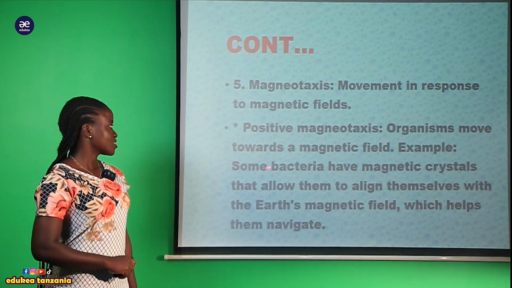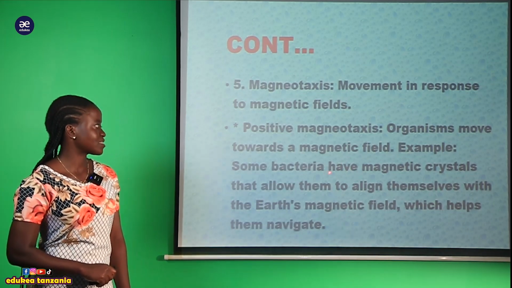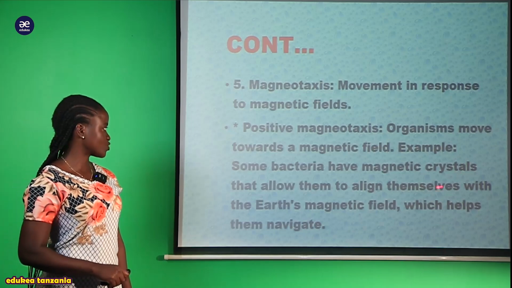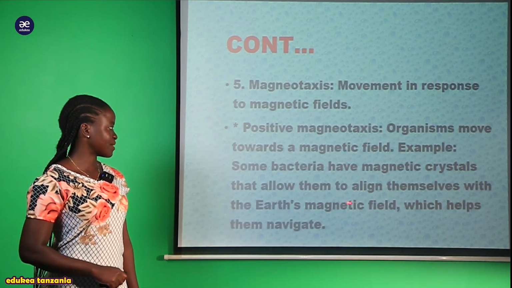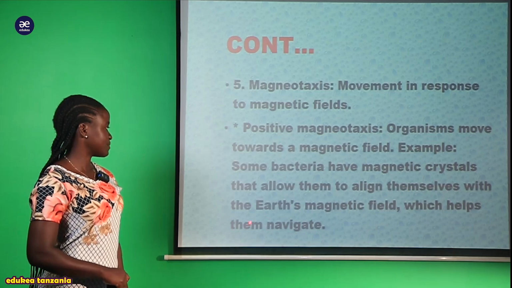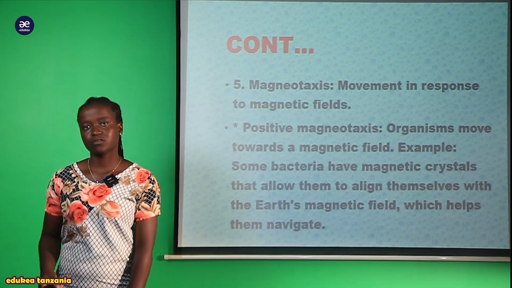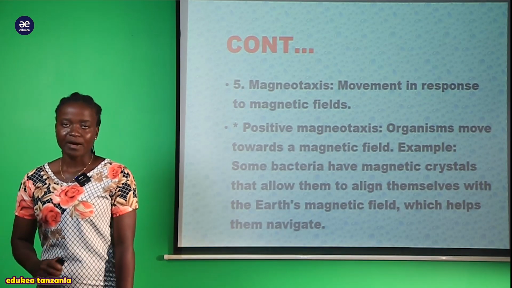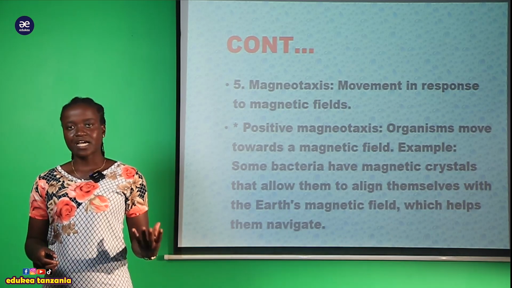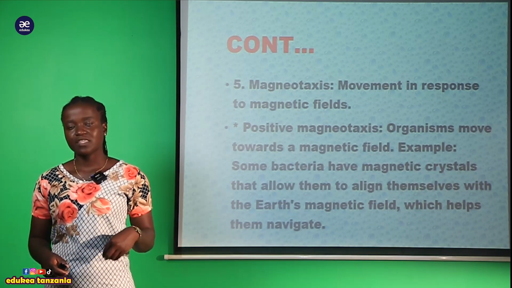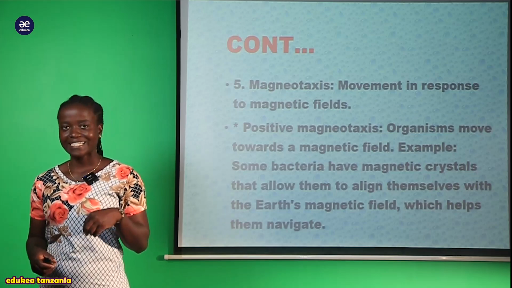For example, some bacteria have magnetic crystals that allow them to align themselves with the Earth's magnetic field, which helps them to navigate. So this is a good example. Bacteria that have a magnetic crystal attach themselves in the area where there is a magnetic field.